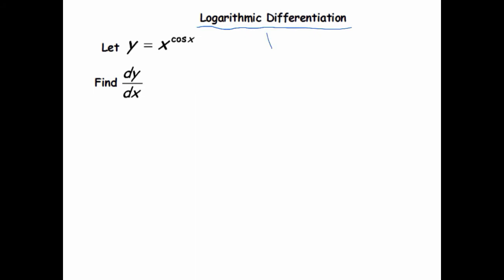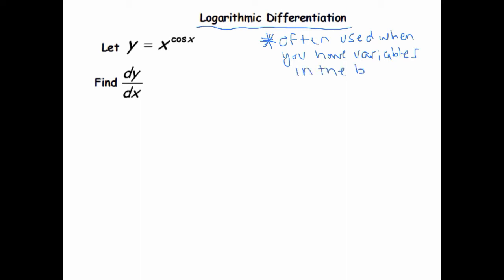I should point out that it's often used when you have variables in the base and the exponent. Right, so you can see in this example here, there's a variable in the base, x, and there's a variable in the exponent because it's cosine of x.